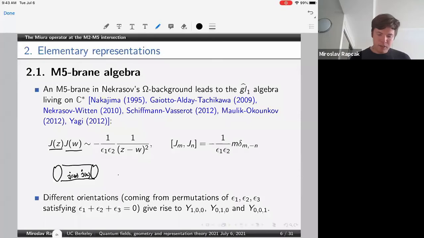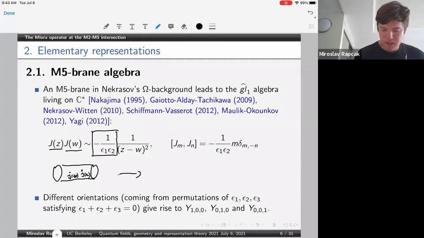And here I've introduced this normalization of the operator product expansion, where down here in the denominator there are epsilons that correspond to the support of the brane. Remember, we had 3 different orientations along the 3 different combinations of the 2 C's, the different planes inside C3. And these just label the support of the corresponding M5 brane.